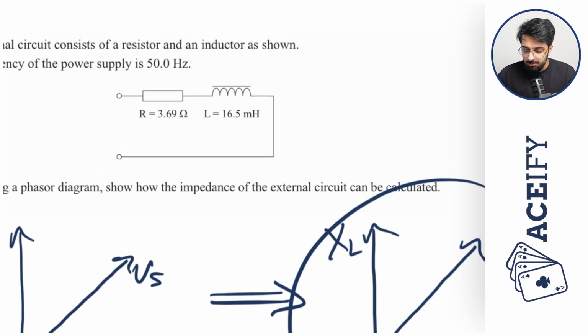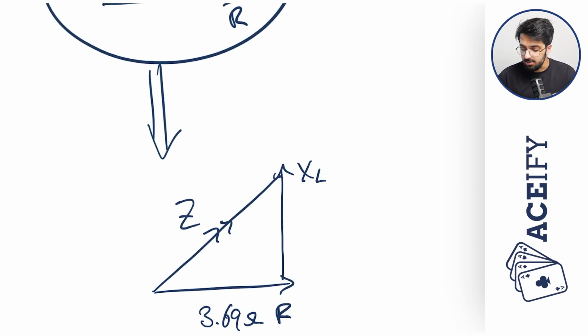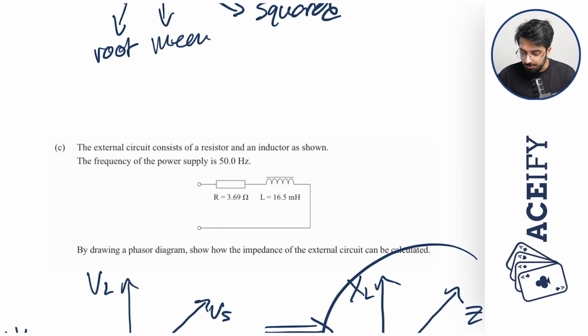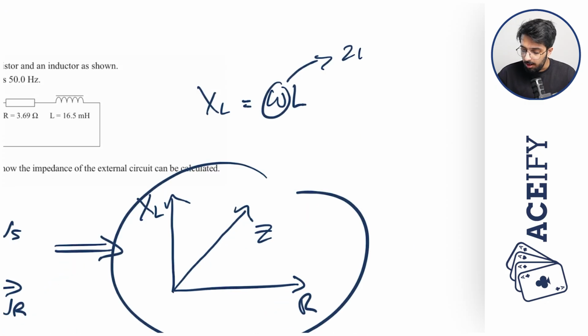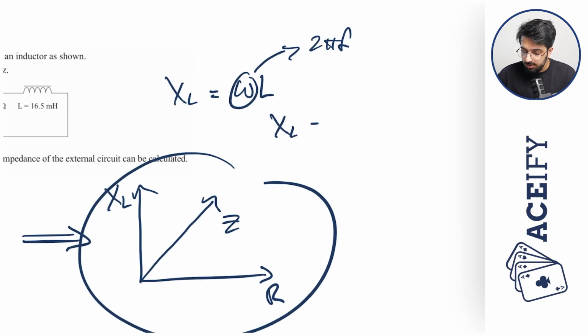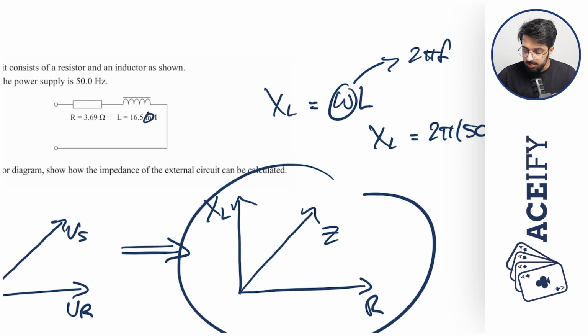We are given the resistance of our resistor, so this is 3.69 ohms, okay? The reactance of our inductor is not given, however, we are given the frequency and we're also given the inductance. And we know that the reactance of our inductor is equal to omega L, and our omega is equal to 2 pi F. And so the reactance of our inductor is equal to 2 pi times 50 times 16.5 times 10 to the negative 3 henries, alright, because this is millihenries, alright?